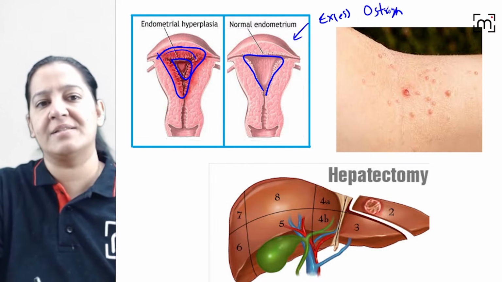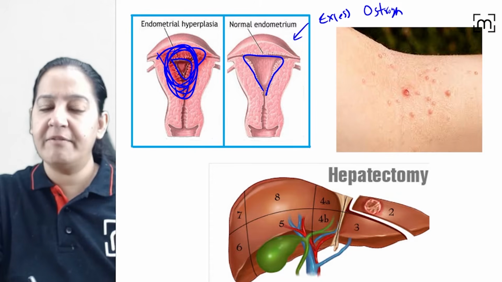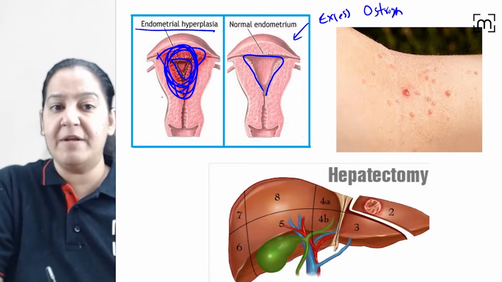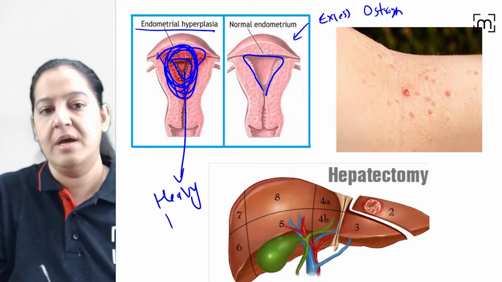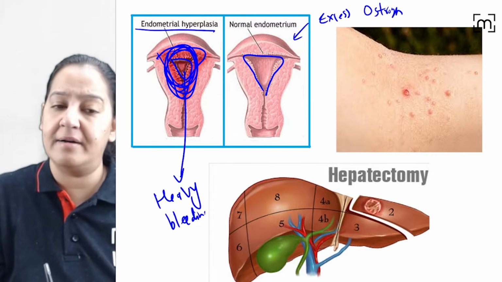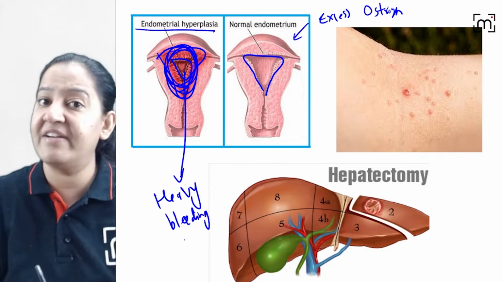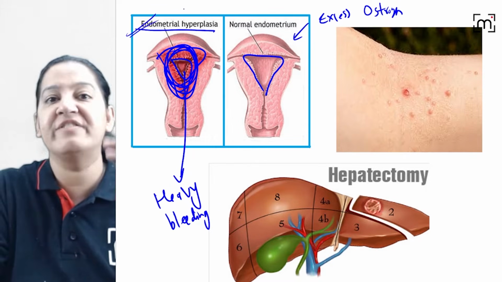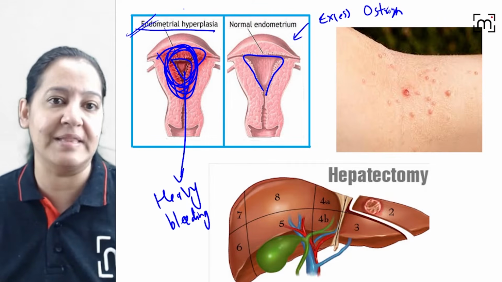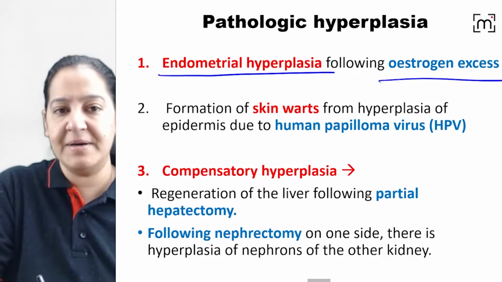Because of hyperplasia, it is thickened. You know what will be the complaint? The disease is known as endometrial hyperplasia and she will be having heavy bleeding during the menstruation. So this female will be complaining of having heavy bleeding during every menstrual cycle because of endometrial hyperplasia, which is a disease. It is not a normal thing, it is a disease. So the first example is endometrial hyperplasia.